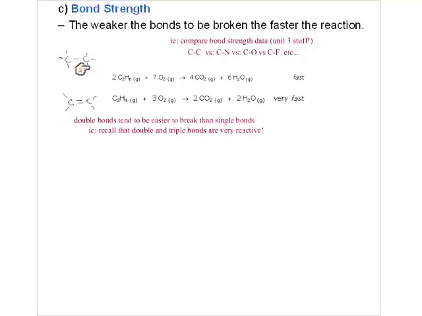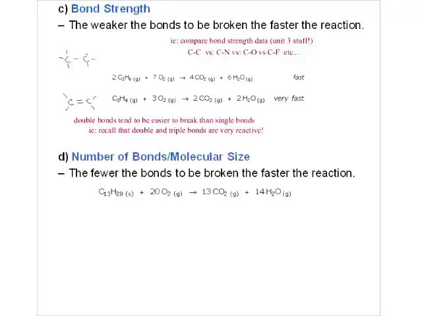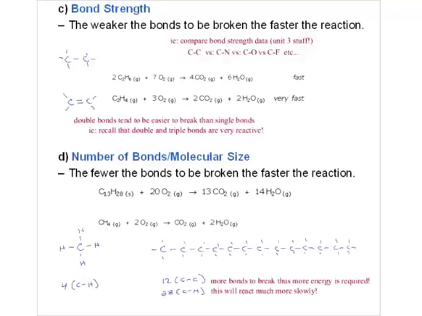So the easier the bonds are to break, that means there's less energy needed. The harder the bonds are to break, that means there's more energy required. We have to get it hotter in order to get it to go. Here's another one, the number of bonds. Okay, the number and type of bonds, that should be self-explanatory.